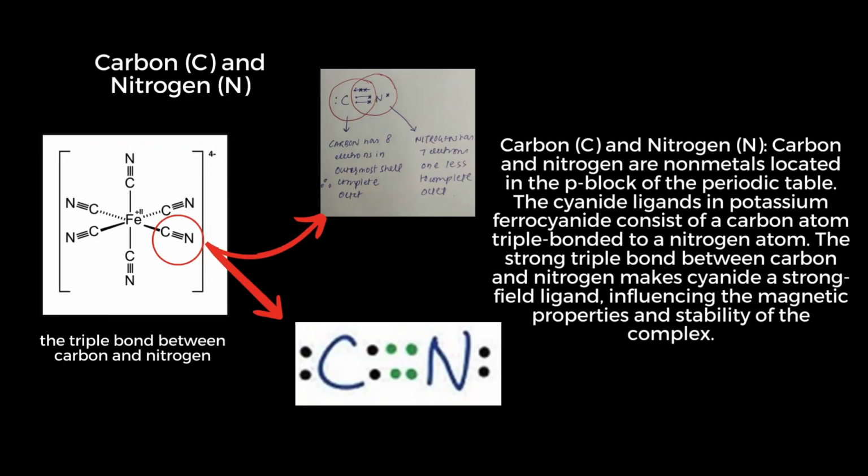Next, carbon and nitrogen. The cyanide ligands in potassium ferrocyanide consist of a carbon atom triple bonded to the nitrogen atom. The strong triple bond between carbon and nitrogen makes cyanide a strong field ligand, influencing the magnetic properties and the stability of the complex as shown in the picture.